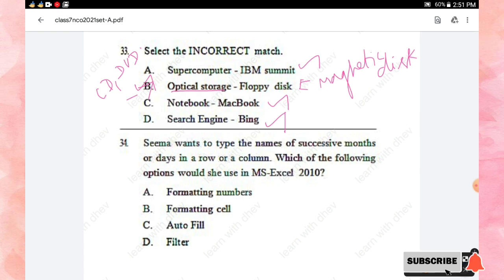Question number 34. Seema wants to type the name of successive months or days in a row or a column. Which of the following options would she use in MS Excel 2010? Options are formatting numbers, formatting cell, autofill and filter. So the right answer is she has to use the autofill option.